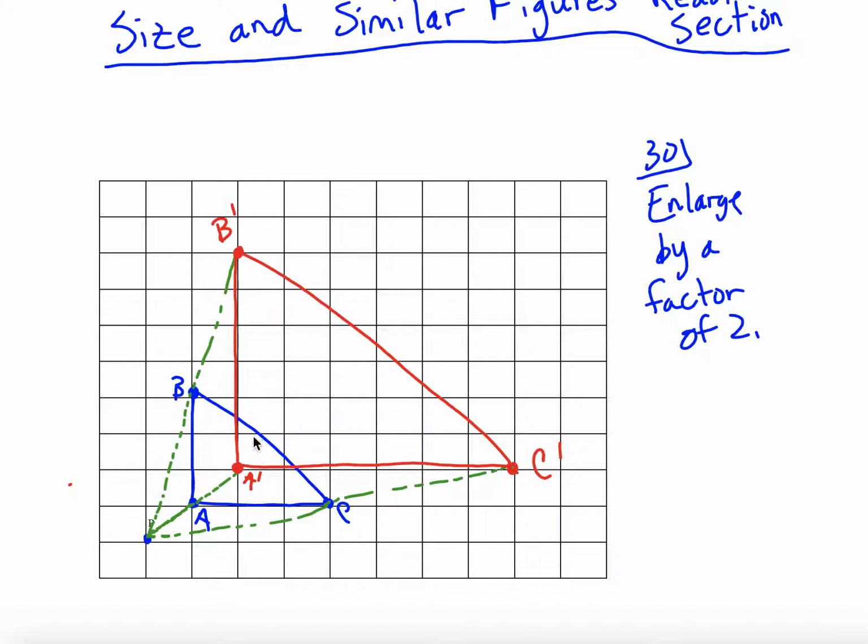Copy machines do this, graphic artists do this where they enlarge things. So this is something we do. We can also shrink them.